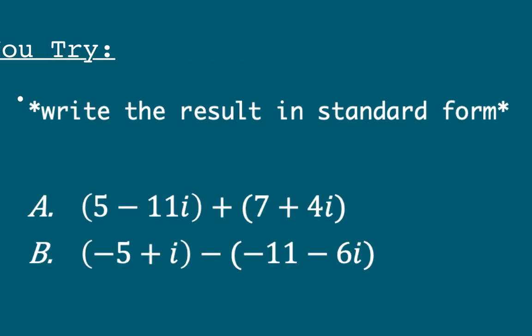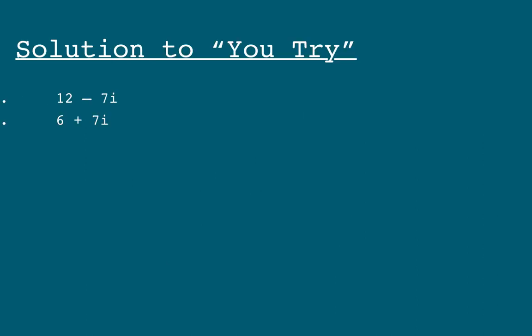Why don't you try too? Go ahead and pause the video and try to add a pair of complex numbers and subtract a pair of complex numbers and see if you get the correct result. Well, let's check and see how you did. The solutions to the two problems on the previous screen were 12 minus 7i, and the subtraction problem was 6 plus 7i.